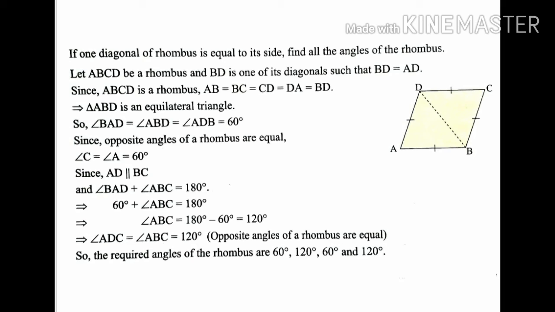That means according to that, if angle A and angle C are 60 degrees, angle B is equal to angle D, because opposite angles of a rhombus are equal. So the required angles of the rhombus are 60 degrees, 120 degrees, 60 degrees and 120 degrees.